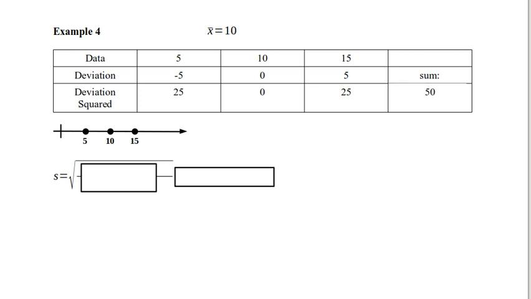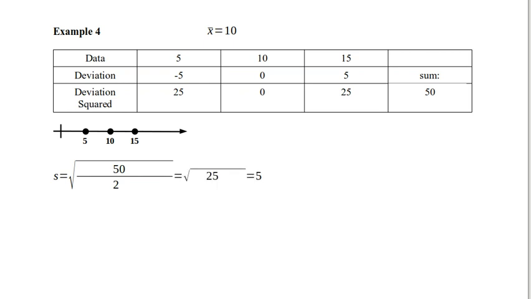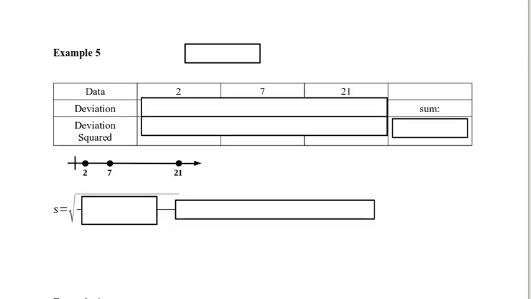2 25s is a 50. Remember, that will be our numerator. In the denominator, we'll have 1 less than n, or 2. 2 goes into 50 25 times. The square root of 25 is 5. Exactly what you'd think.